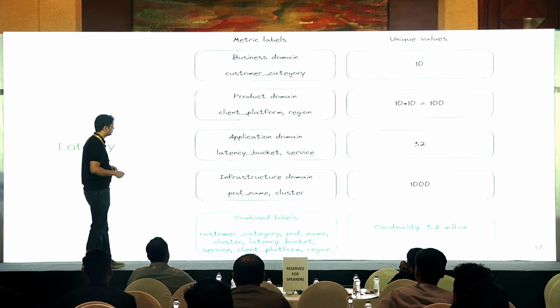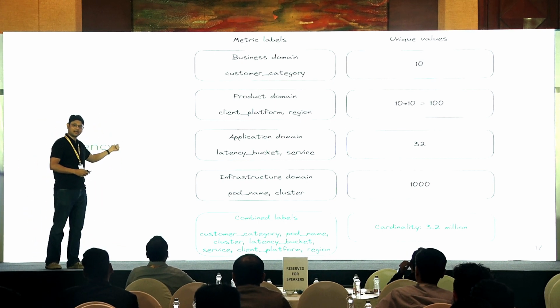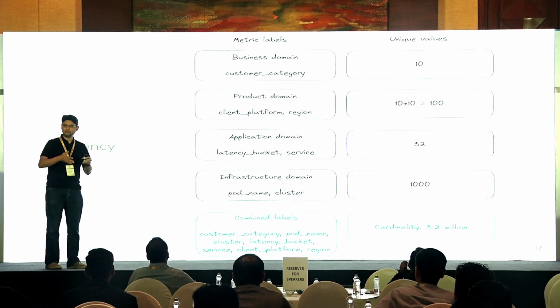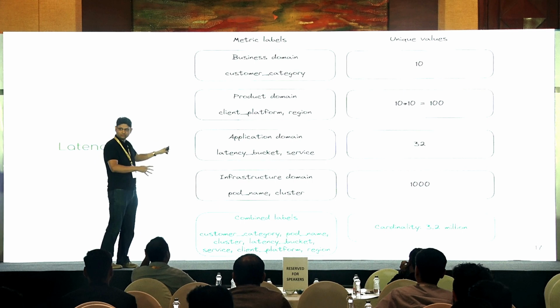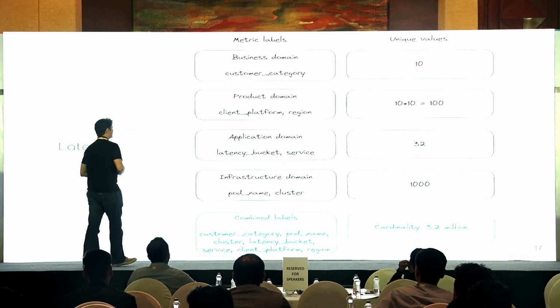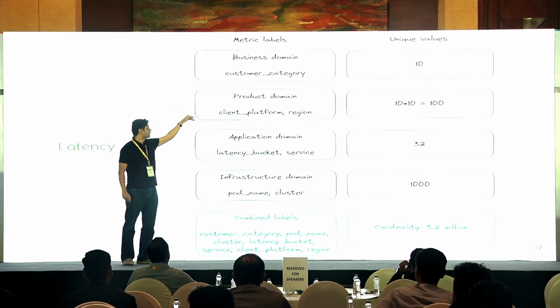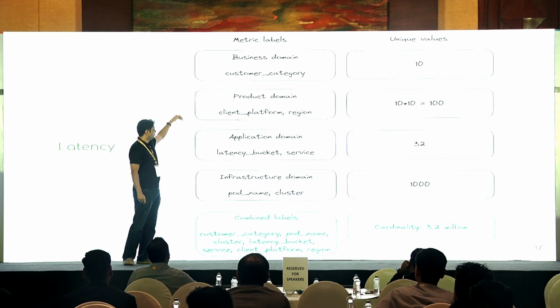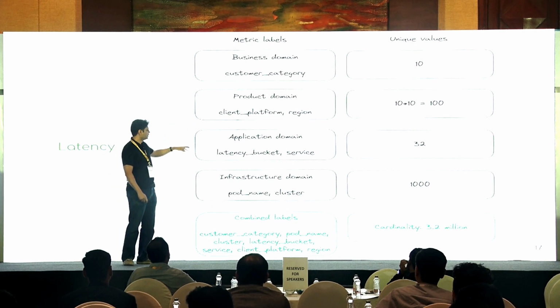But let's assume that you want to add a lot more metadata so that when the latency goes bad, you have that information with you in your dashboards across whatever cross section you want to quickly identify the problem. And so you start adding labels. From the business domain, you add maybe a customer category. From the product domain, you add the client platform: iOS, Android, Samsung, whatever.